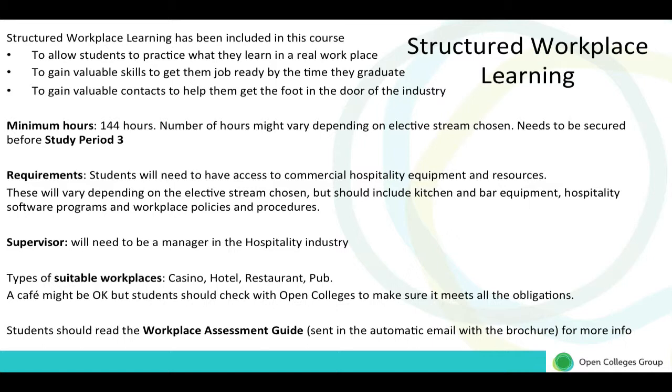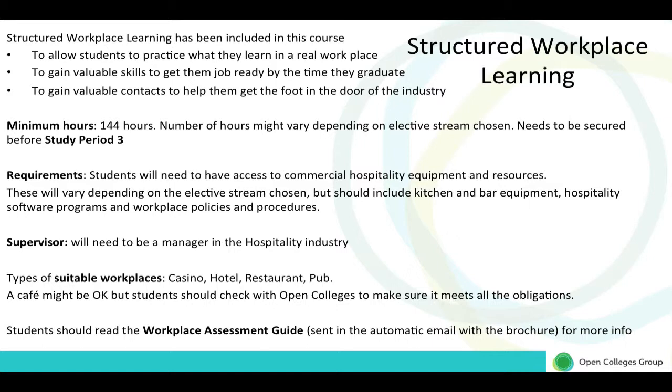So the number of work placement hours students will need to do over the course is 144 hours. That's the minimum. The number of hours might vary depending on the elective stream chosen. So I guess the advice to students will be that certain elective streams may have more work placement in them. But they need to have their work placement secure before they start study period 3, because that's when the work placement kicks in. So the work placement needs to be fairly specific. I mean, obviously it needs to be a hospitality workplace.